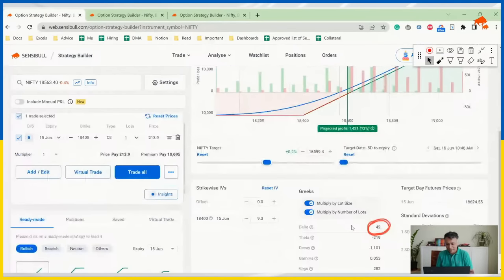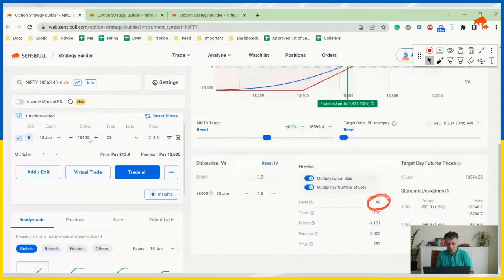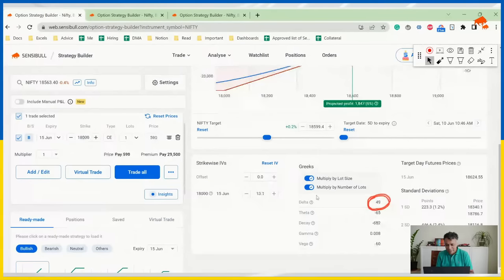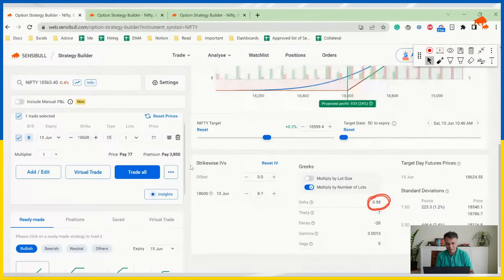18,400 CE has a delta of 42. If I go to an 18,300 CE, it is 46. If I go to an 18,200 CE, it is 48. If I go to 18,000, it is 49, which is practically 50, which is practically 1. Delta 1 equal to 0.98 is 1. We'll just round it and agree on this. But if you look at an 18,600 call, delta is 0.55. So this is half delta, that is 1 delta. Because futures have 1 delta, deep ITM option, which is 18,000 call, is practically a future.